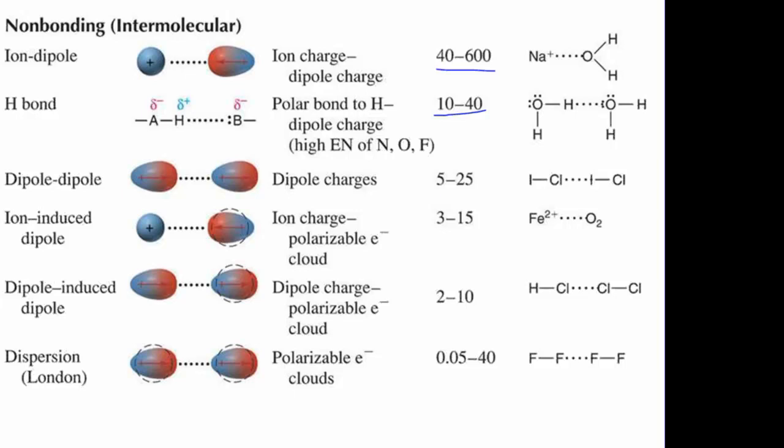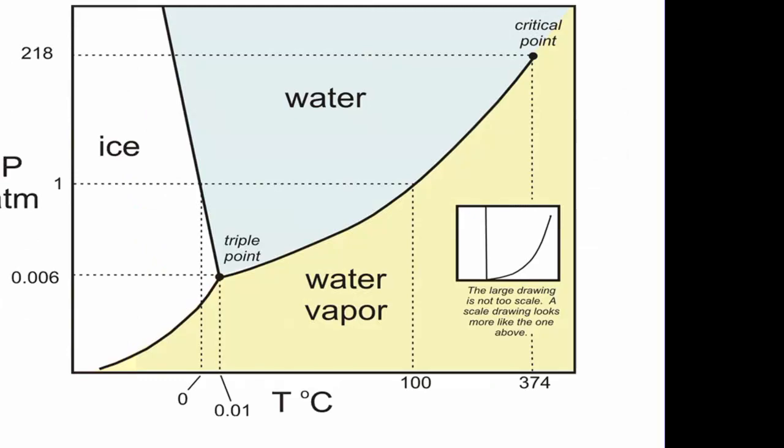Dipole-dipole, 5 to 25 kilojoules per mole, weaker than hydrogen bonding. And then you can see the ion-induced dipole and dipole-induced dipole, some other versions of this. And then you look at your London dispersion forces, the weakest of the 3. You can get as low as 0.05 kilojoules per mole.